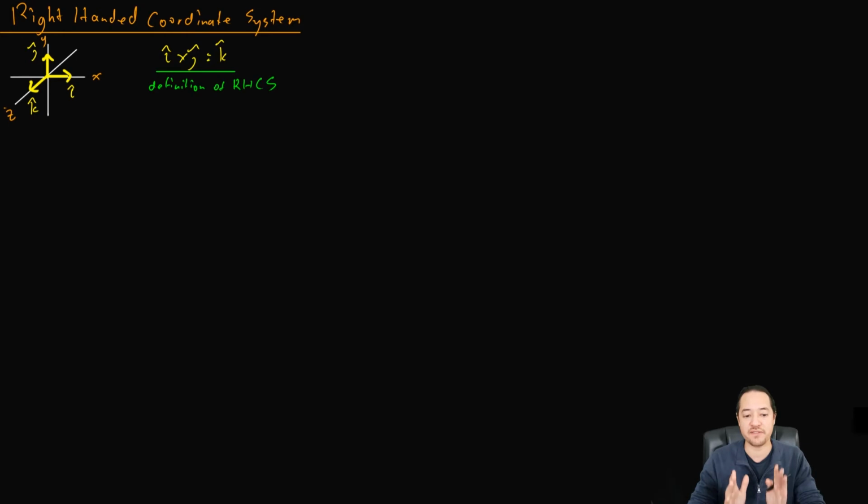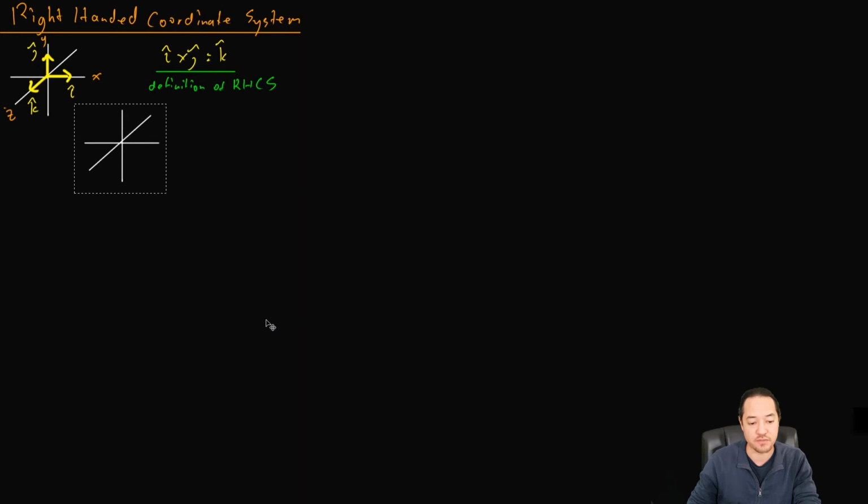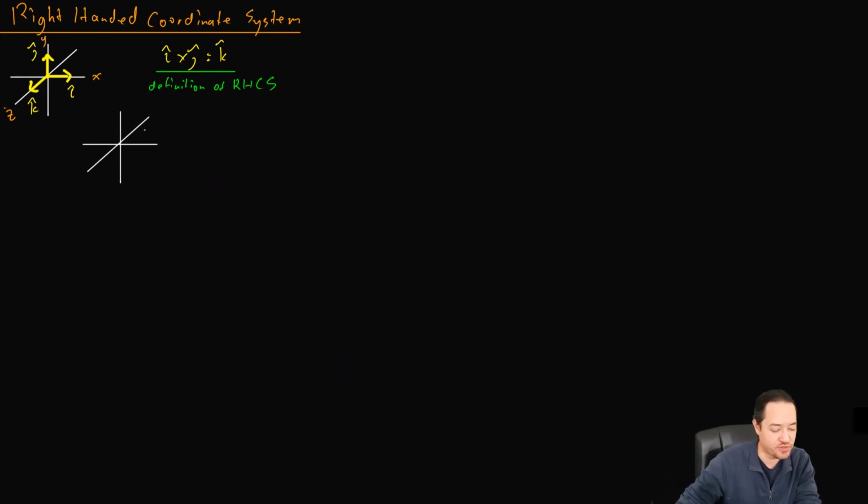So we always have to consistently use right-handed coordinate systems forever, for the rest of this course. Okay, so let me give you an example of another right-handed coordinate system that works. So here, let's say this is going to be the x-axis, this is the y-axis, and this is the z-axis, okay? This will work, right?